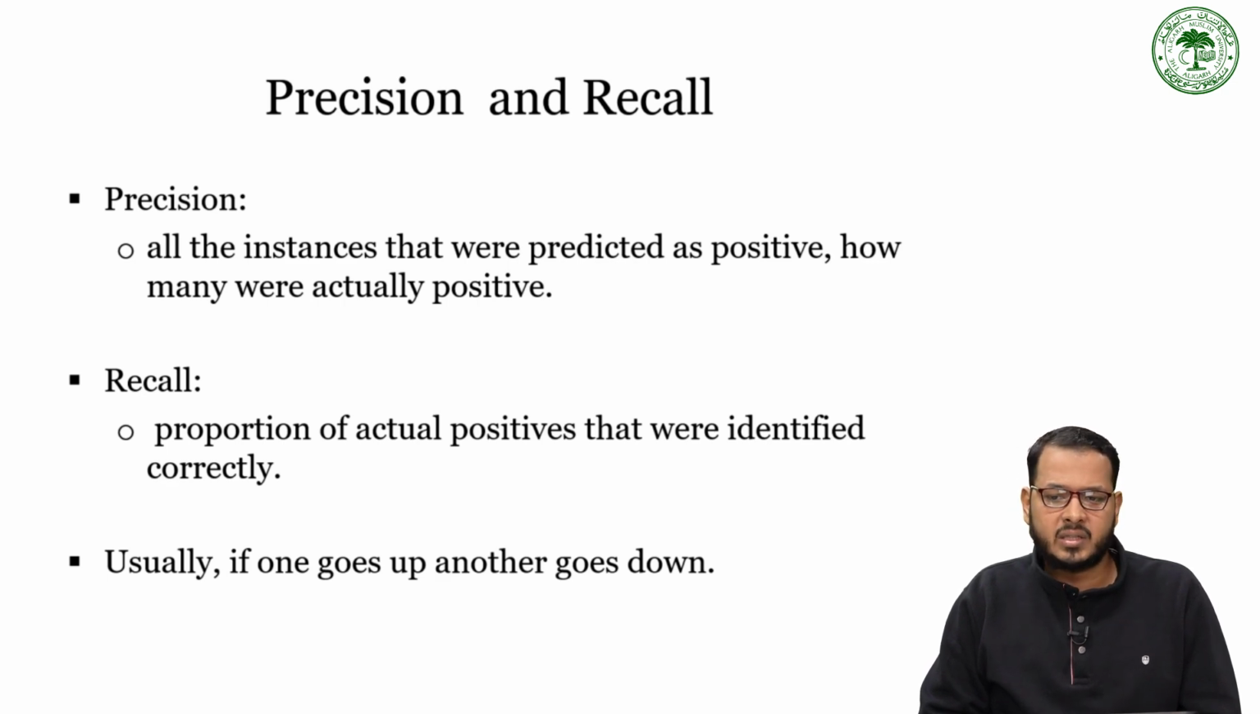Precision measures the accuracy of positive predictions made by our model. Specifically, it calculates the proportion of predicted positives that were correctly identified. High precision indicates that the model is effective at minimizing false positives. Recall, on the other hand, measures the model's ability to identify all relevant instances. It calculates the proportion of actual positives that were correctly identified by the model. So, a high recall value indicates that the model is effective at capturing most of the positive cases.